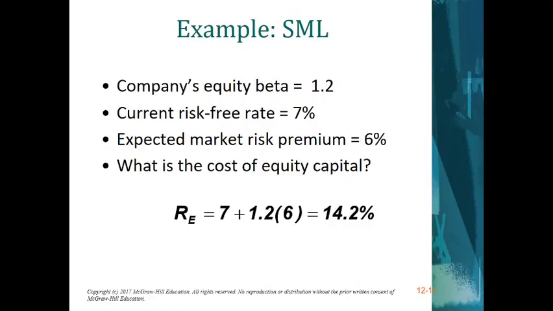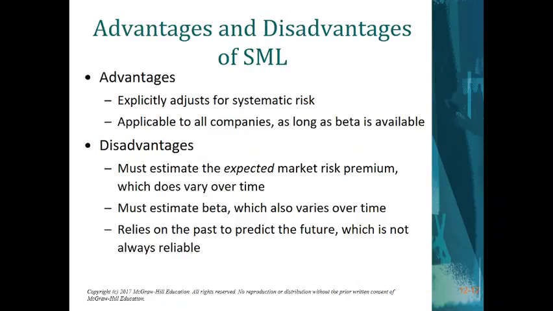Let's see. All right, let's talk about the advantages and disadvantages. Notice that the great advantage is that it explicitly adjusts for systematic risk. It's applicable to all companies as long as a beta is available, whether or not they pay a dividend.